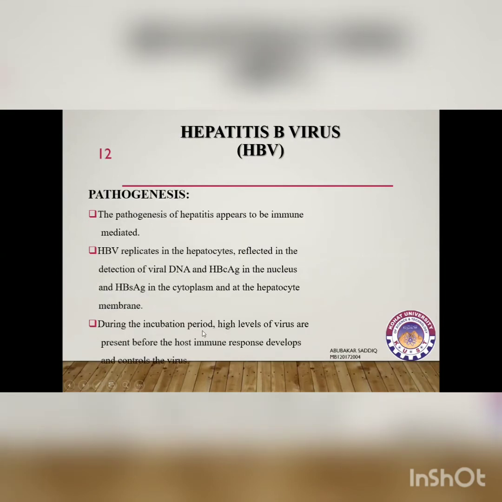Pathogenesis. Pathogenesis means the generation of disease within the host, or the development of the disease within the host. The pathogenesis of hepatitis appears to be immune mediated. The virus replicates in the hepatocyte, reflected in the detection of the viral DNA and C antigen in the nucleus and S antigen in the cytoplasm and at the hepatocyte membrane. During the incubation period, high levels of virus are present before the host immune response develops and controls the virus.